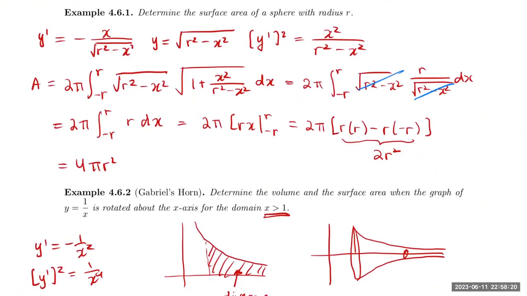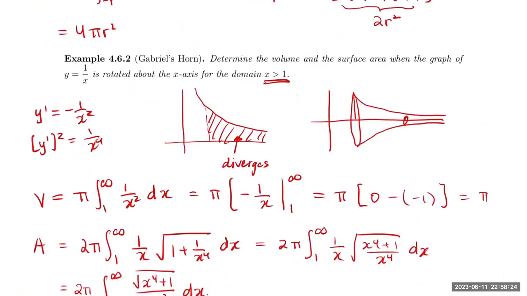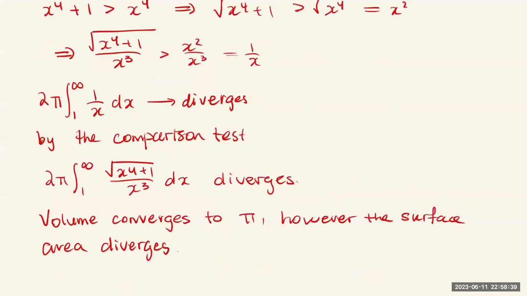But anyways, we also had a look at a typical improper integral example, which is called Gabriel's horn. So we saw that the volume would actually converge to the value pi, but the surface area actually diverges.